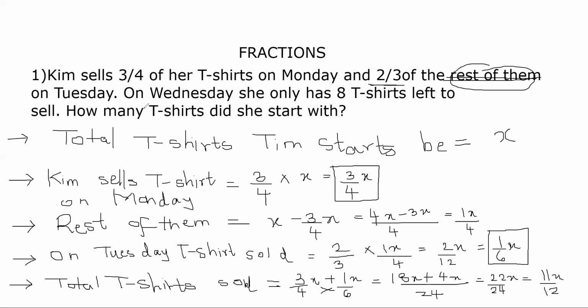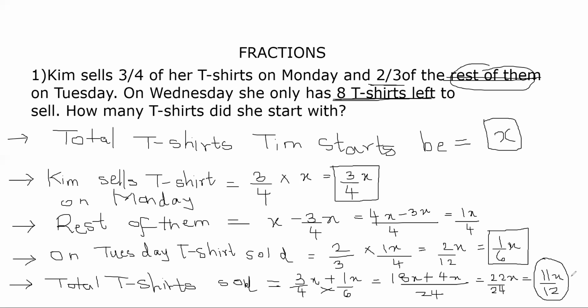Now, what the last statement says, on Wednesday, she only has 8 t-shirts left. So I have to find out the number of t-shirts that are left. We found out the total number of t-shirts that are sold. Now to calculate the total number of t-shirts that are left, we simply have to subtract from x this. Then only we will be able to get the leftover part, correct? This is the total number of t-shirts Kim starts with. Out of this total, she has sold 11x upon 12. So what will be the leftover part? x minus 11x upon 12.